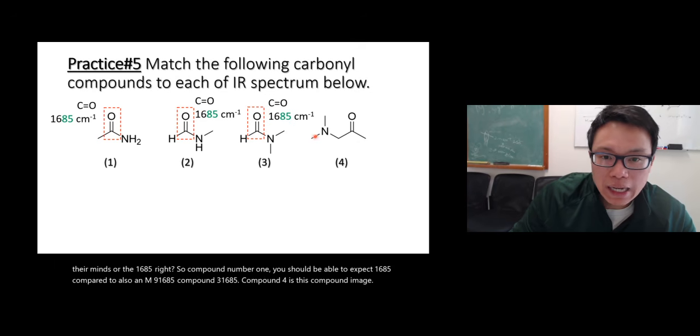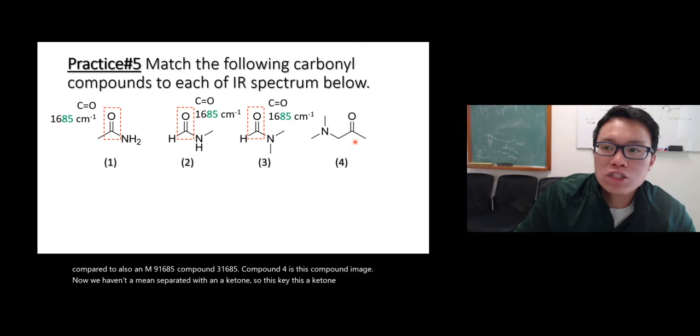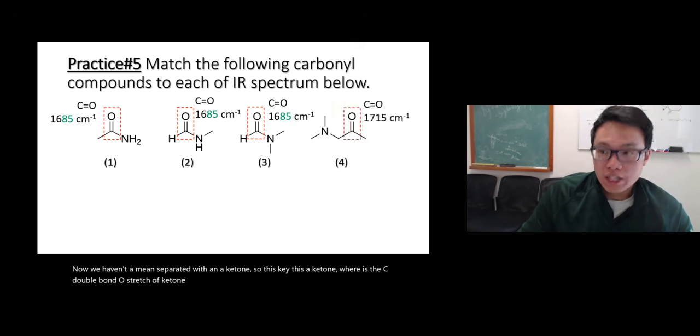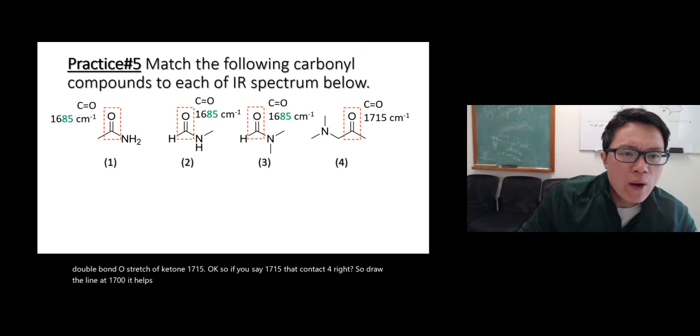Now, we have an amine separated with a ketone. So this is a ketone. Where is the C=O stretch of a ketone? 1715. Okay, so if you say 1715, that's compound 4, right? So draw the line at 1700, it helps. All right, now 1, 2, and 3, same thing, 1685.